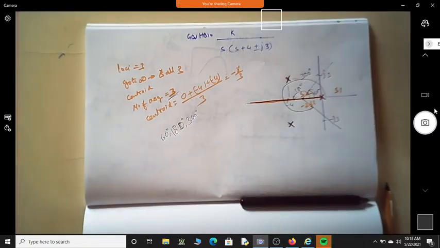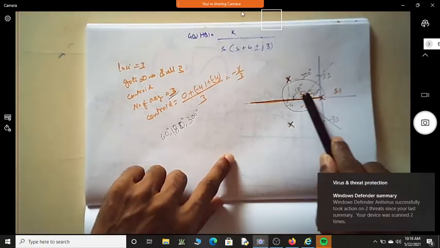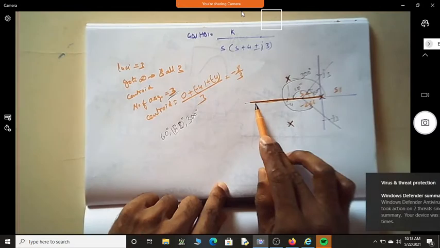This is fine. Anybody has any problem? Angle of asymptotes. Okay, we have written the angles. You can see, do you have an asymptote at an angle of 180 degrees?